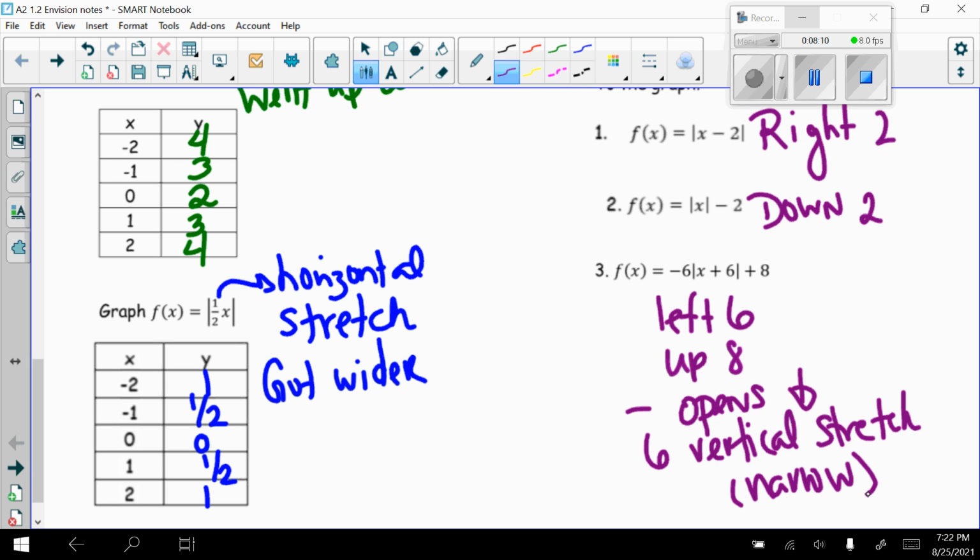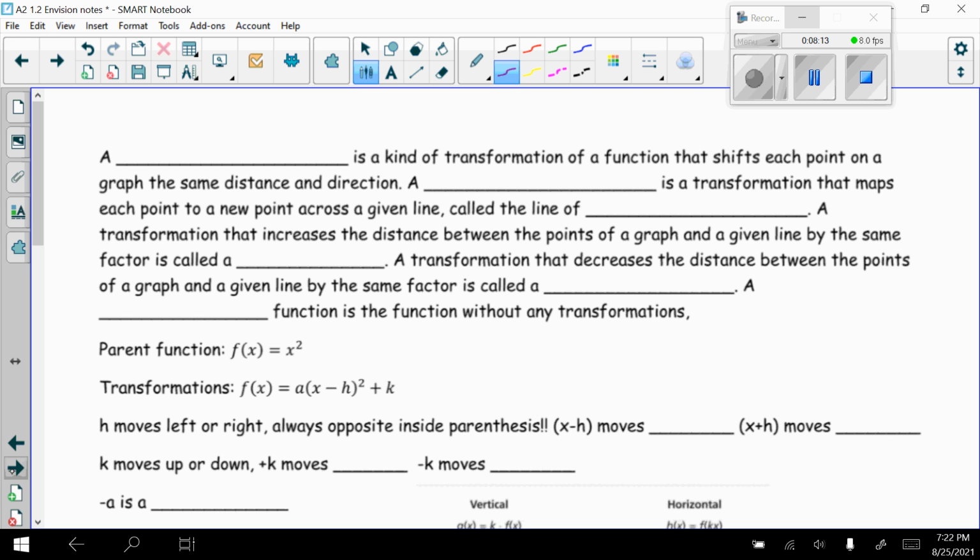All right, so now let's flip the paper over. Let's take care of some vocabulary. So a translation is a kind of transformation of a function that shifts each point on a graph the same distance and direction. A reflection is a transformation that maps each point to a new point across the given line. That given line is called the line of reflection.